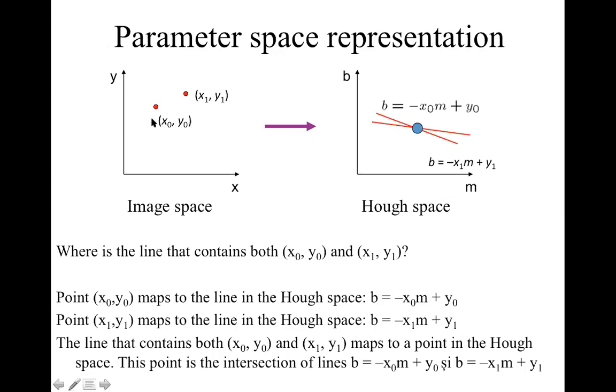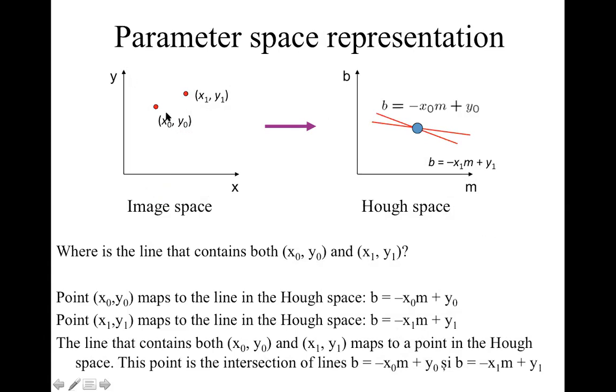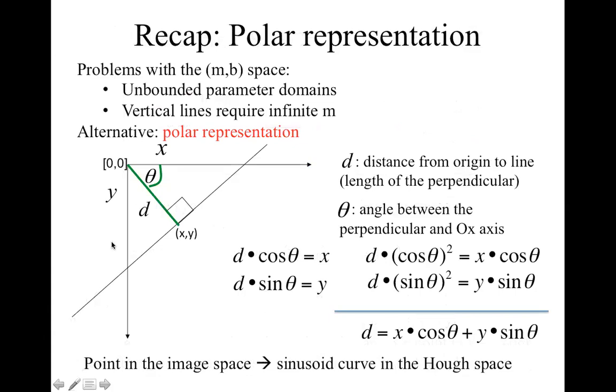So it will be exactly this line. Basically these 2 points will vote for this parameter, b star, m star. Now there was a problem with the parameterization of a line given by the slope and intercept, because for vertical lines you would have infinite slope. So you could tackle this problem by binning the x-axis for the slope in a logarithmic manner, but also this could be problematic.